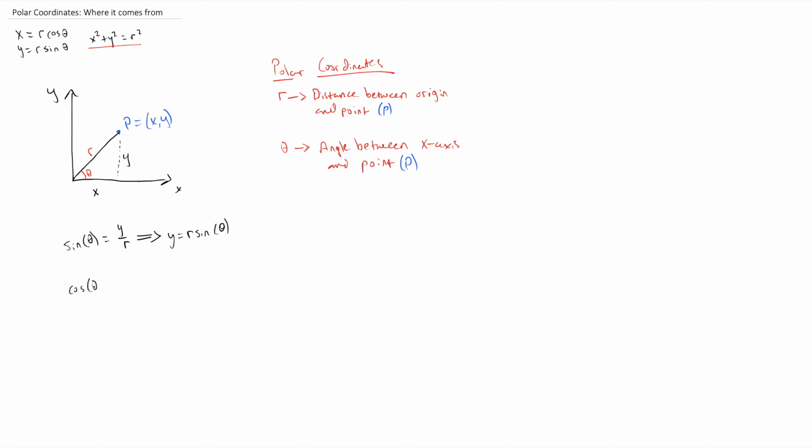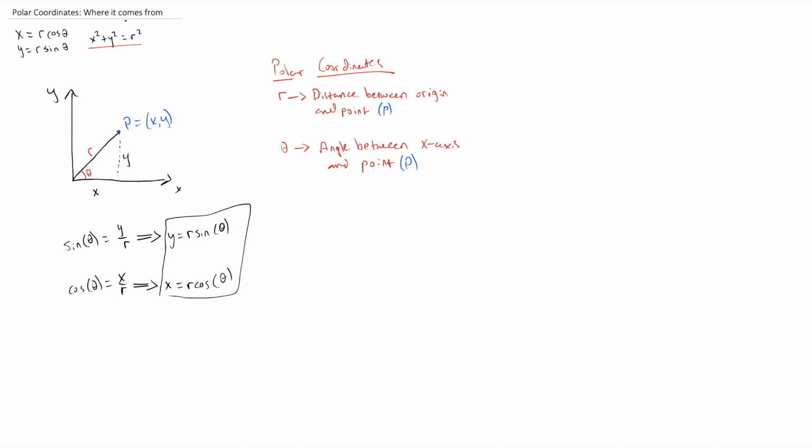Switching over to cosine of theta, that is given by the adjacent leg of the triangle over the hypotenuse, which is x over r. Go ahead and solve for x. We get x equals r cosine of theta. And look at what we have here. We have these two guys. So that's where these two expressions come from.